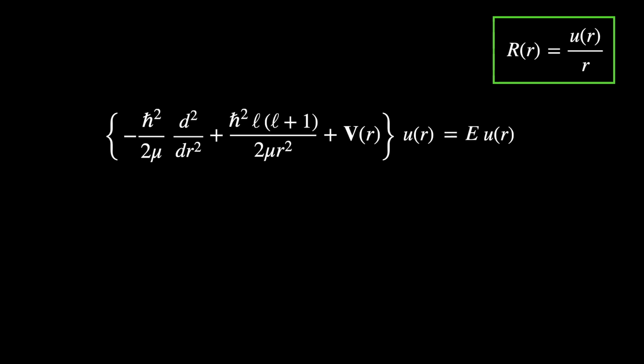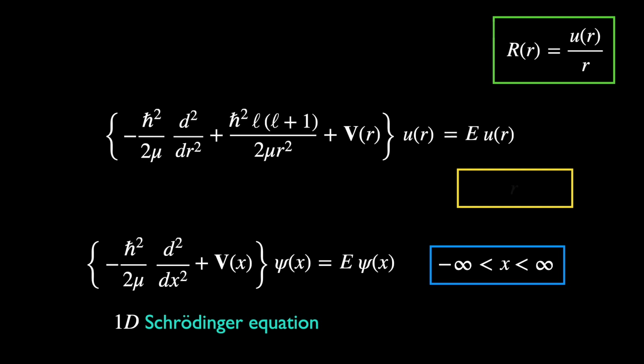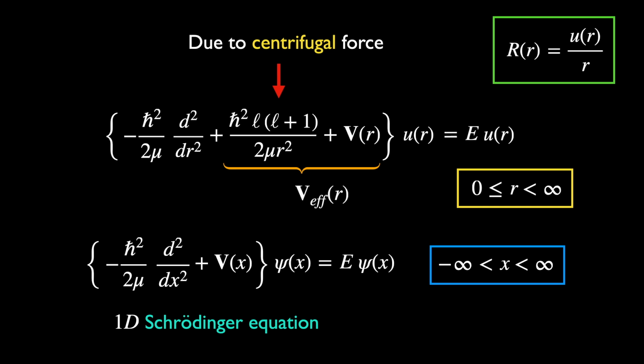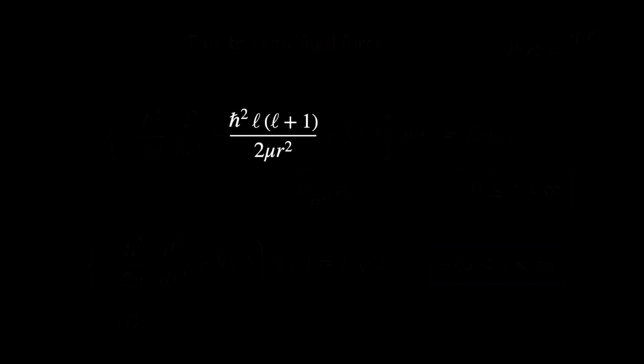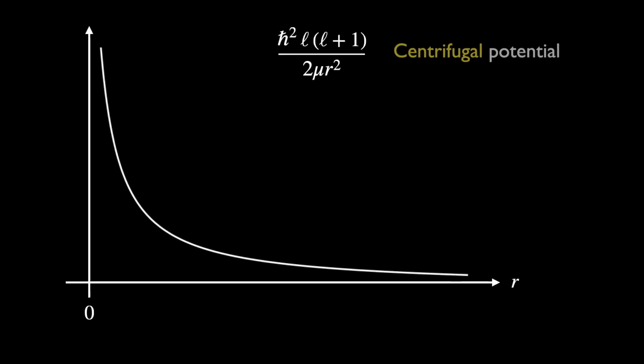Thus, we have succeeded in converting our radial equation into a one-dimensional Schrödinger equation. The difference is that the radial coordinate r covers only half of the real line. On top of that, there is an additional modification of the potential V by the centrifugal force associated with the angular momentum of the particle. The combined effects of these is known as the effective potential. The centrifugal potential is repulsive as it goes downhill towards larger radial distance, hence its name.